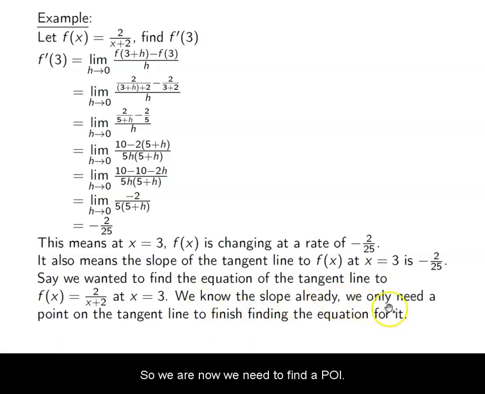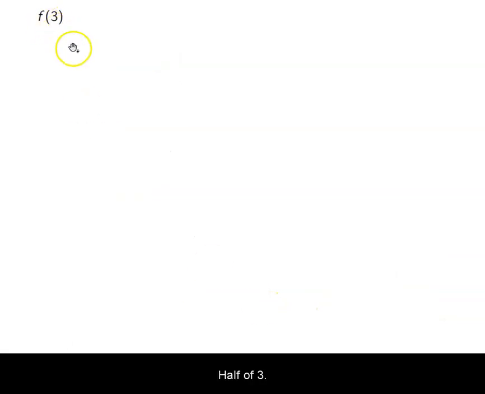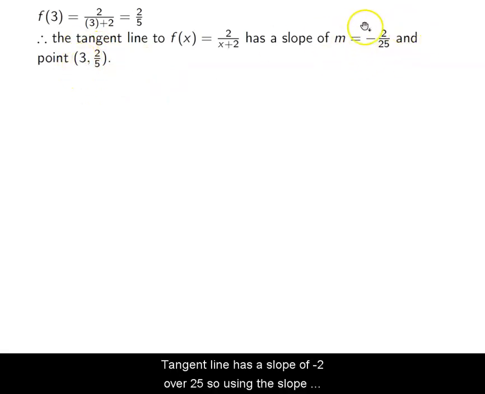Okay, so we already found the slope. Now we need to find a point, and then I have enough to find that equation. So f of 3 is 2 over 3 plus 2, or 2/5. So I know at 3, my tangent line has an output of 2/5, and at 3, my function also has an output of 2/5. And I also know that at 3, the tangent line has a slope of negative 2 over 25.